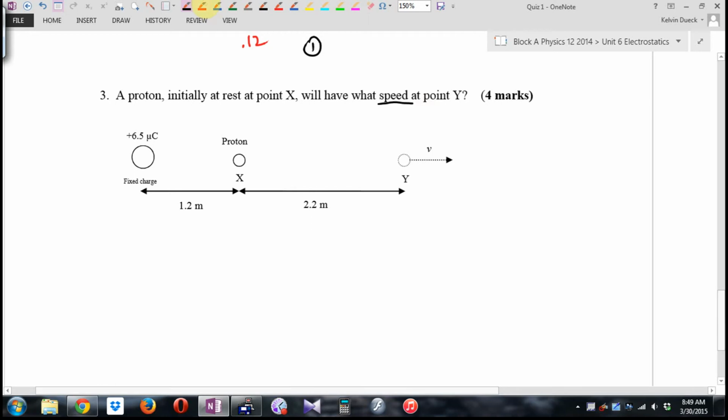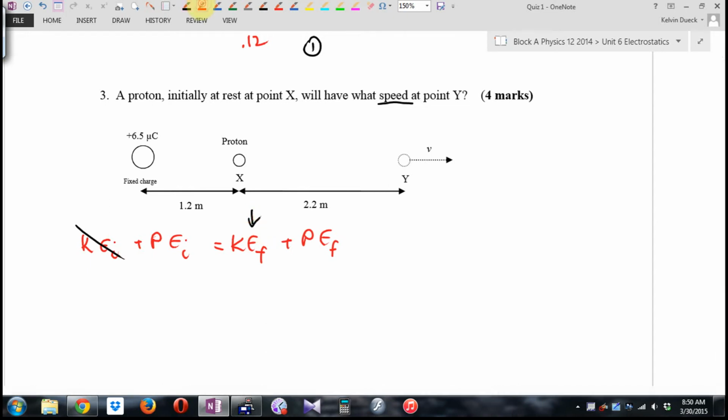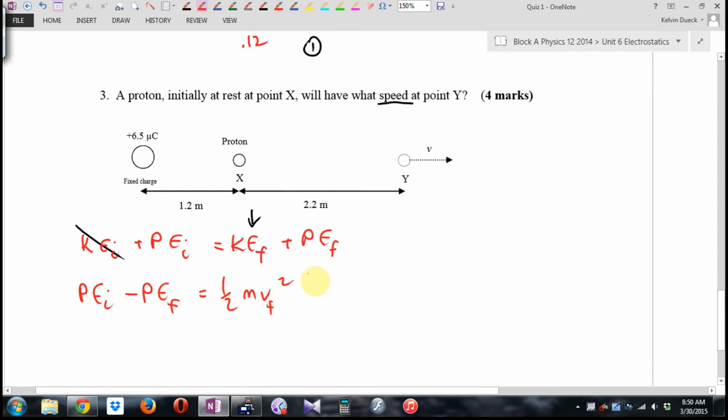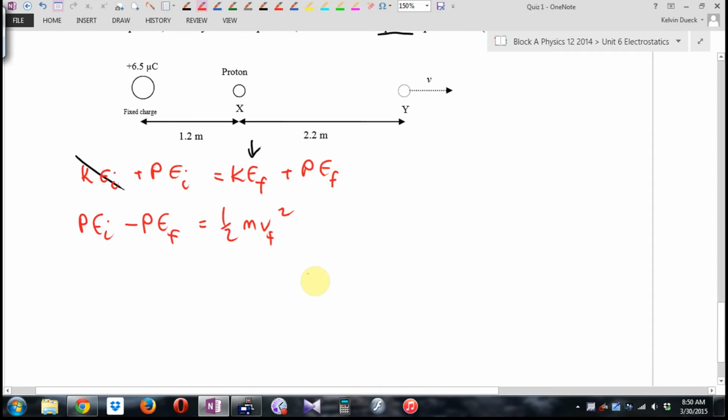Scalar, not velocity, scalar. I think to myself, there's a change in the height if I imagine height as sideways. There's a change in speed, scalar, probably a job for conservation of energy. It says initially at rest. I'm pretty sure the speed is going to end up there. I'm going to go PEi minus PEf, that equals a half mv final squared. This is going to be KQ1Q2 over R initial minus KQ1Q2 over R final. That equals a half mv final squared.